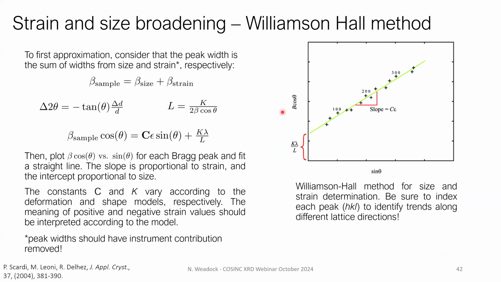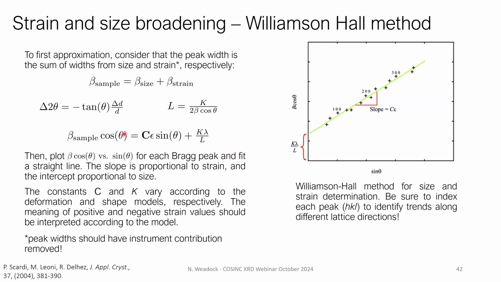Finally, and I think this is probably an all right slide to stop on, if you want to decouple any size and strain effects, there are semi-quantitative methods to do this. For size and strain broadening, we'll use the Williamson-Hall method, which assumes that the breadth of your peak is just the sum of broadening from size effects and strain effects. If we take the expressions for the strain broadening and size broadening, we find that you can make this relation, where the breadth times cosine theta is equal to your strain times sine theta plus some constant as a function of crystallite size.